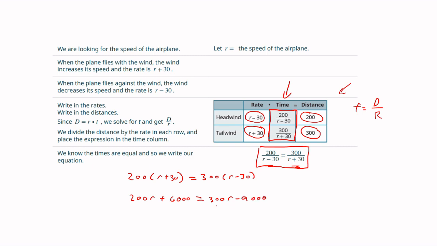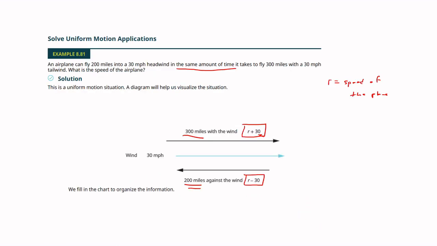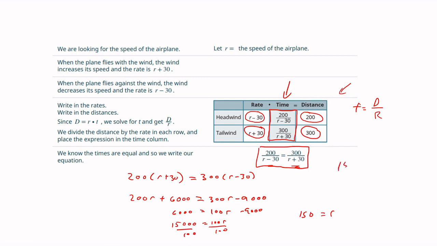Now let's get our R's together. I'm going to move these over here and I'll have 100 R's. Send the 9,000 to the other side. All right, so what is the speed of the plane? Well, I'm just dividing both sides by 100 and I'll have it. So this is speed, so it's 150 miles per hour, whatever they told us it was. What's our unit? Yeah, miles per hour. So 150 miles per hour.